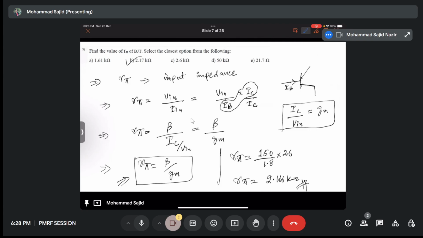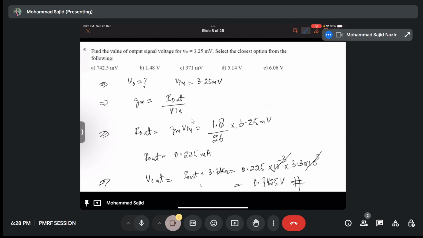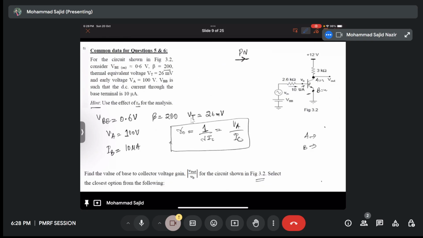Okay. Similarly now R pi. R pi is the input voltage by input current, like here. Now if I multiply and divide by IC, then input current is IB and IC by IB is beta, and IC by VT is GM. So R pi can be calculated as beta by GM. So this is a very important formula. You can use it anytime. Right? Rest is the same. R naught we checked, it's 1 by lambda IC or VA by IC.